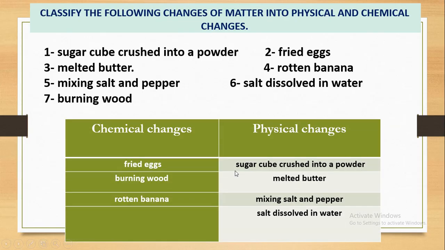So, chemical changes, as we said: fried eggs, burning wood, rotten banana. All of these are chemical changes. What are the physical changes? Sugar cubes crushed into a powder, melted butter, mixing salt and pepper, salt dissolved in water. That was easy, 4th grade.